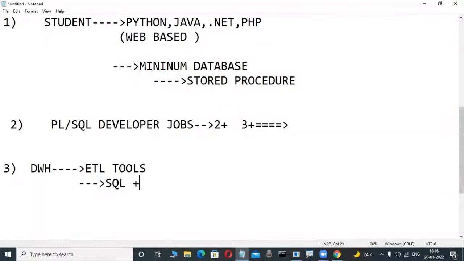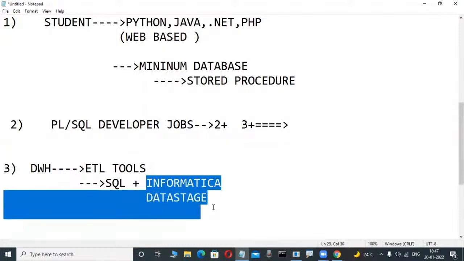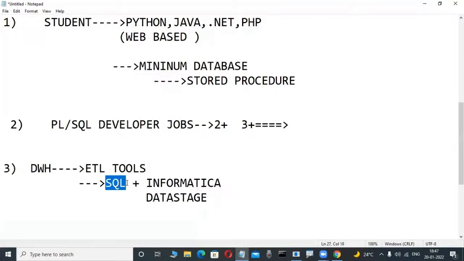Having that idea, they learn tools in institutes also. Informatica is a very popular ETL tool, and Talend is another popular ETL tool. These ETL tools have a graphical user interface. For learning them, minimum knowledge of SQL is required.